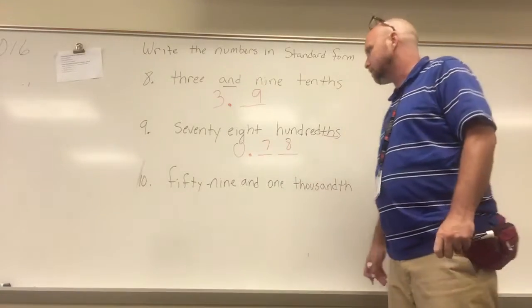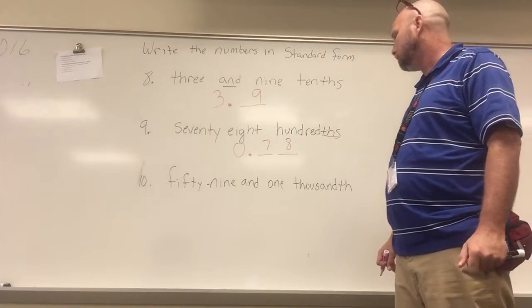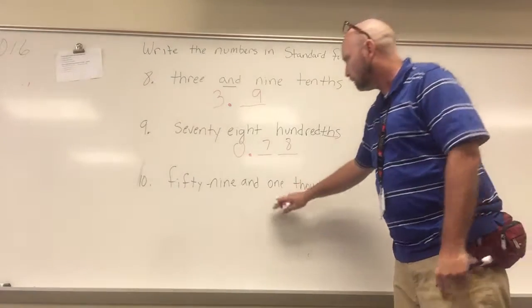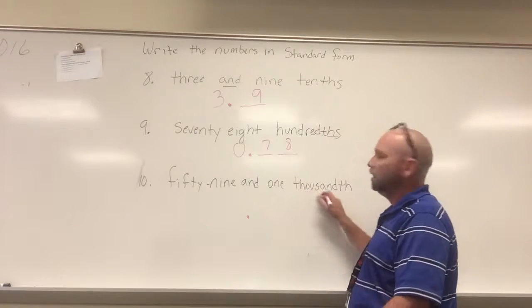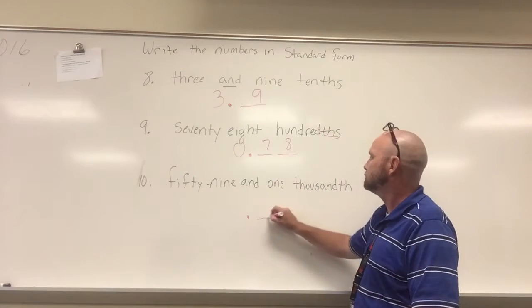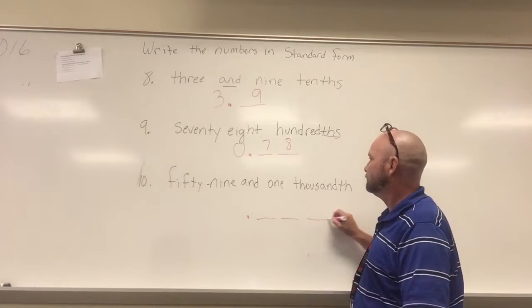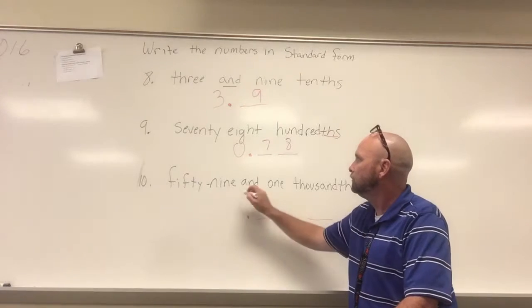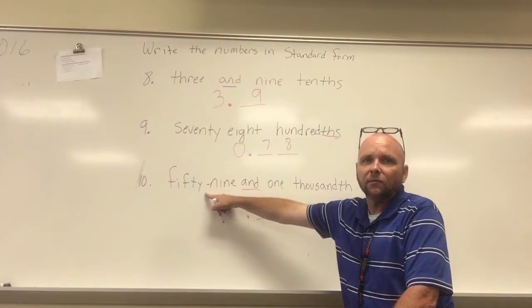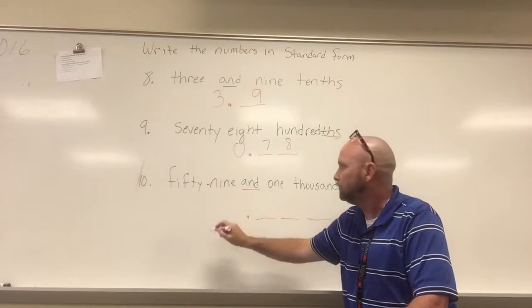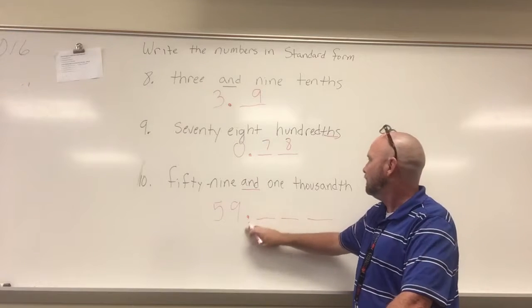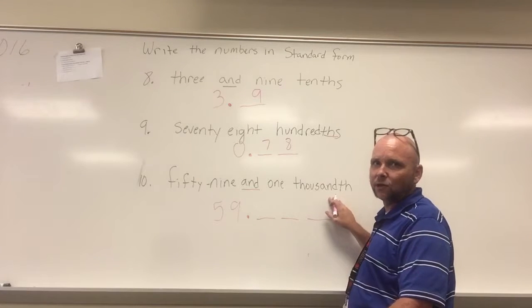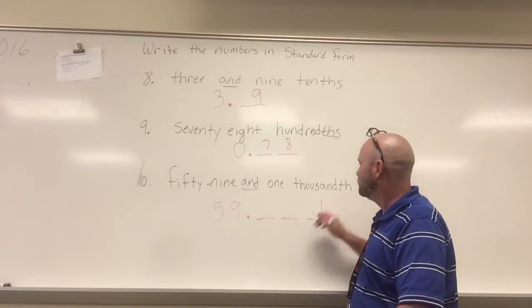Number 10 says 59 and 1/1000. We have the word and, which tells us that's where our decimal point is. It's got to go out to the thousandths place: tenths, hundredths, thousandths. In front of the word and, we have the number 59. Y'all know how to write 59? 59 and the 1 has to be in the thousandths place. So the 1 goes here.